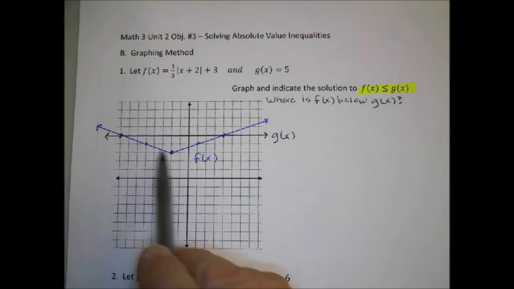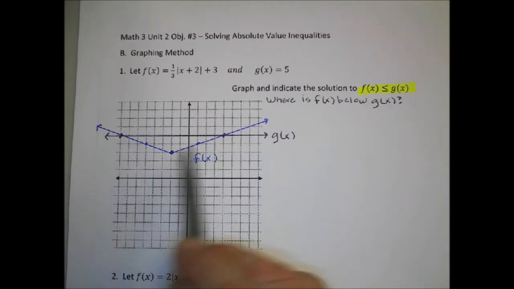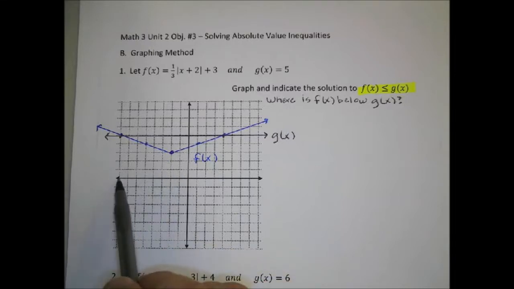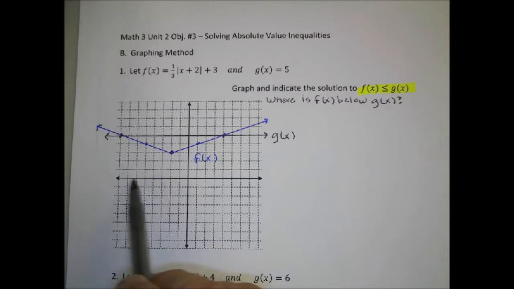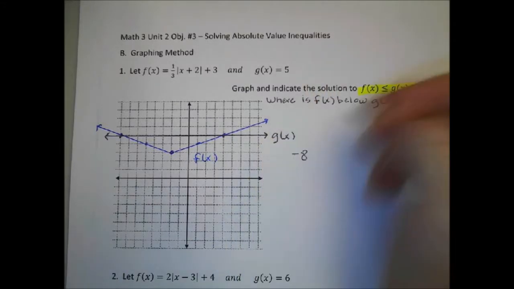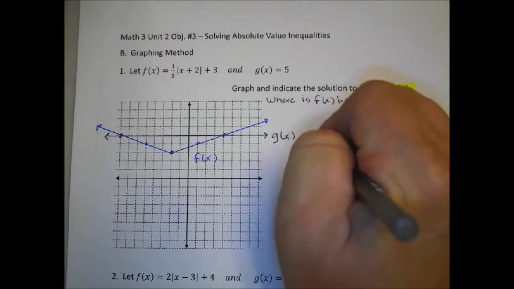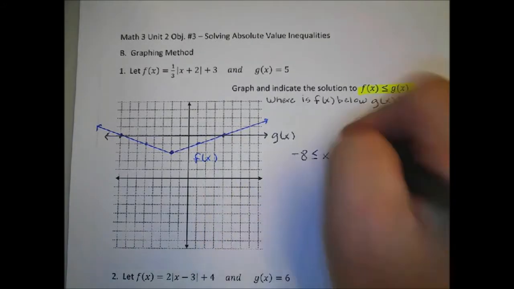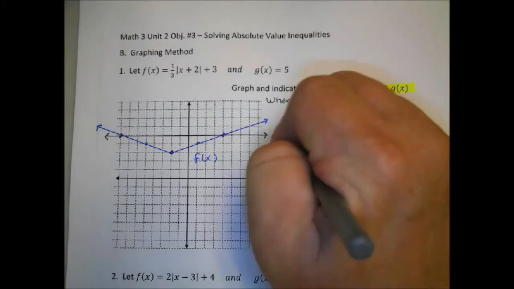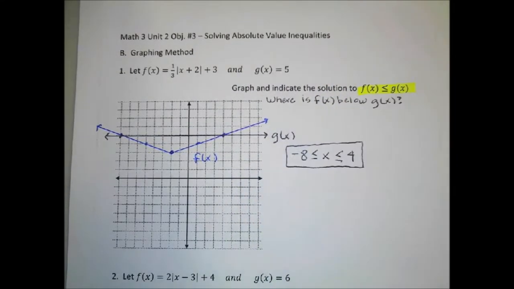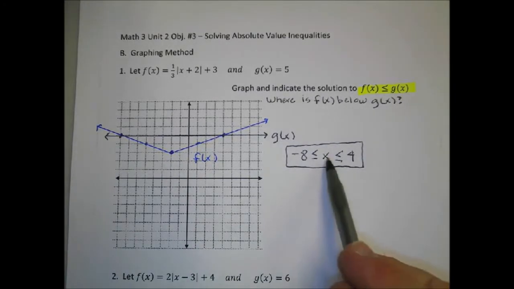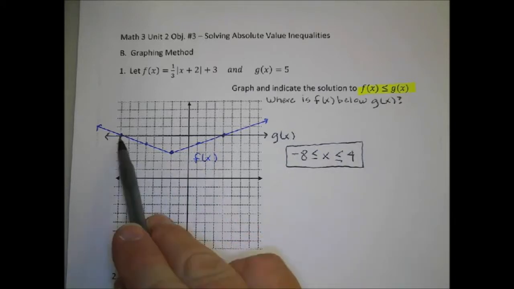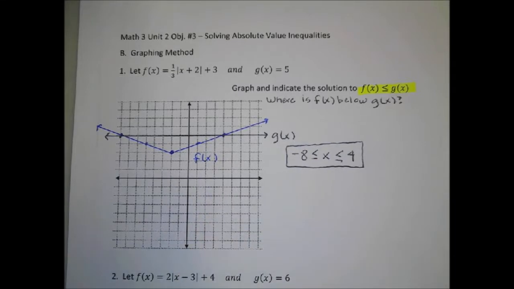Well, it's in all of this area right here. The f of x function is below the g of x function for all values of x from negative 8, so negative 8 is less than or equal to x, which is less than or equal to, this x value is 1, 2, 3, 4. And graphically, that's the answer to this problem. For all values of x between negative 8 and positive 4, that's where the f of x function is less than the g of x function.